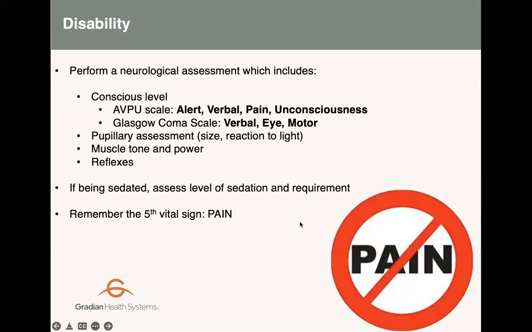But all in all, remember also the critically ill patient can feel pain, and pain is regarded as a fifth vital sign. By treating pain, you only better the outcome of the patient, and you also stabilize even the other vitals that we have talked about.